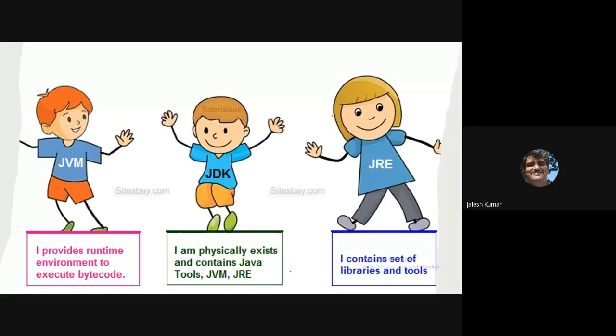And then JRE, Java Runtime Environment, contains a set of libraries and tools. If any particular package or tool is required, it comes with the JRE. By default, it will be there when you are using the JDK. If there is any specific library you want to use, you can add it separately, manually. So this is the difference.